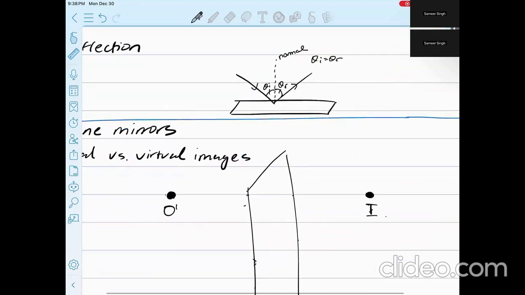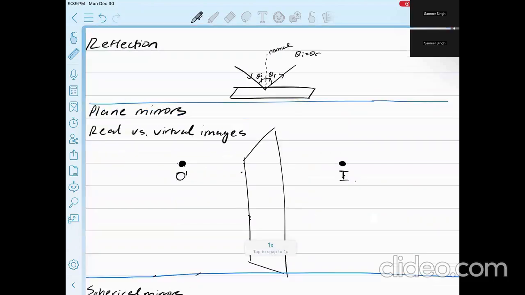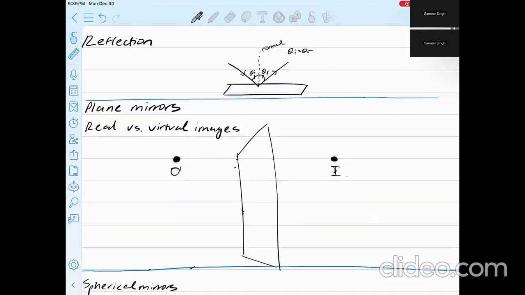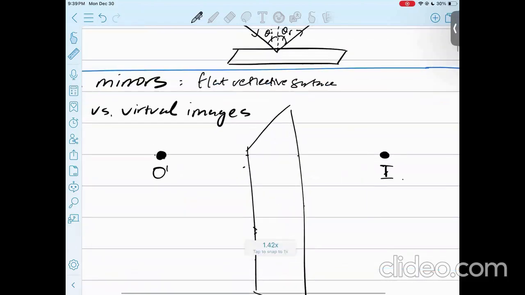This law of reflection, that the incident angle equals the reflected angle, is the basis for mirrors. And we have a couple of different types of mirrors. The simplest type is the plane mirror, which is just a flat reflective surface. And, well, how do these work?